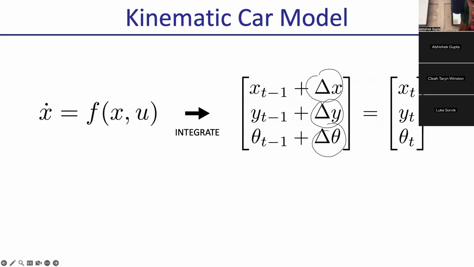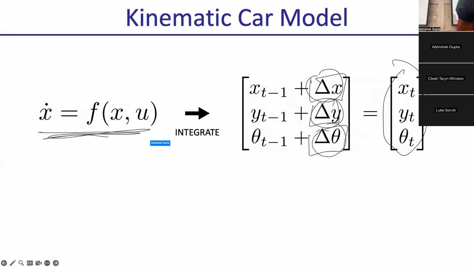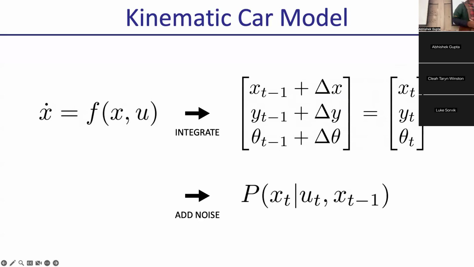with on some time interval. It'll give me a change in x, change in y, change in theta, and that'll give me my next x, y, and theta. Right? So we get the instantaneous rate of change of the state. You integrate that to get delta x, delta y, delta theta over some small delta t. And then you add some noise to it in order to make it probabilistic, right?